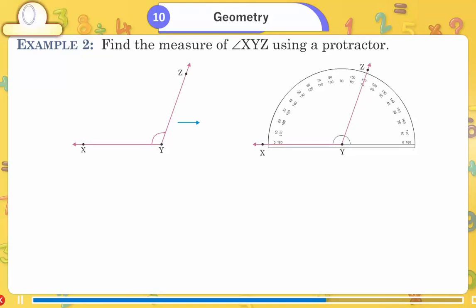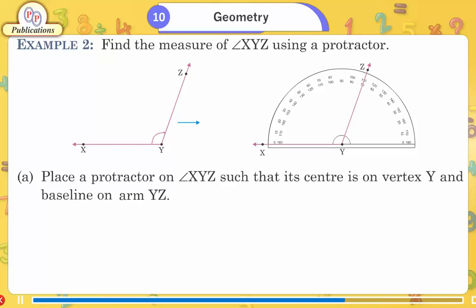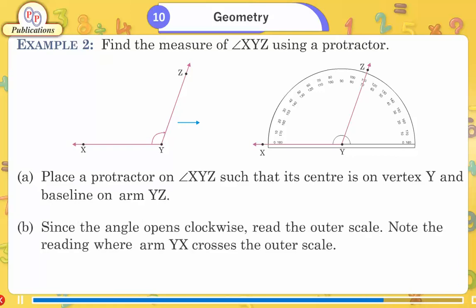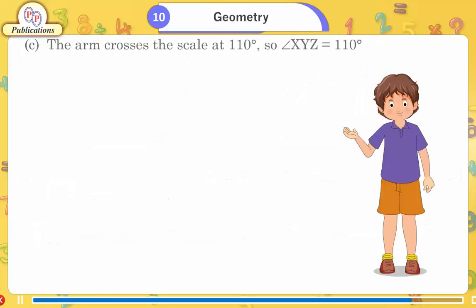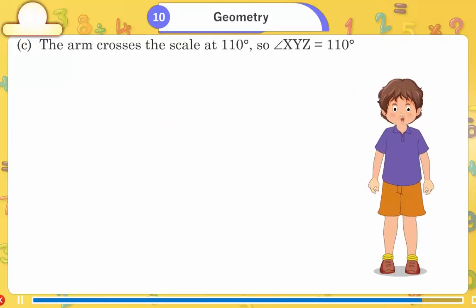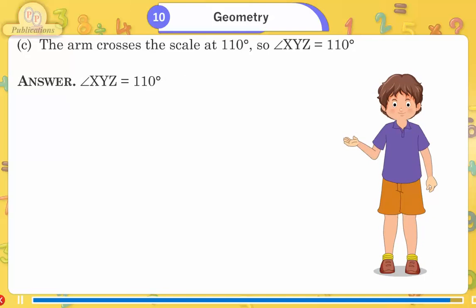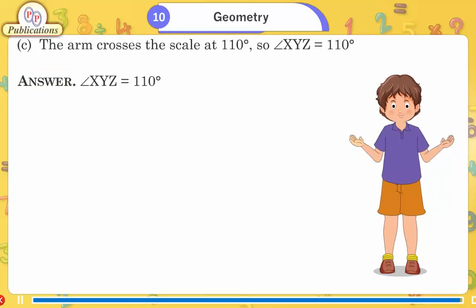Example 2. Find the measurement of angle XYZ using a protractor. A. Place a protractor on angle XYZ such that its center is on vertex Y and baseline on arm YZ. B. Since the angle opens clockwise, read the outer scale. Note the reading where arm XY crosses the outer scale. See, the arm crosses the scale at 110 degree. So, angle XYZ is equal to 110 degree. Answer: angle XYZ is equal to 110 degree.